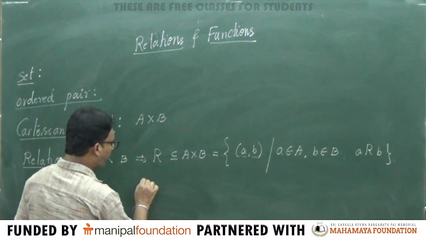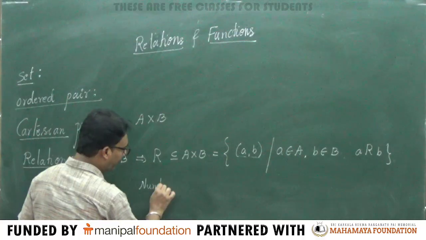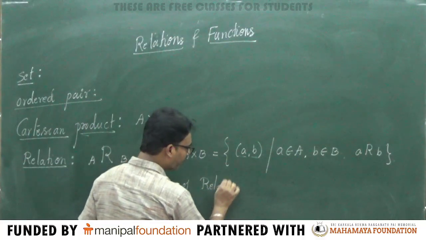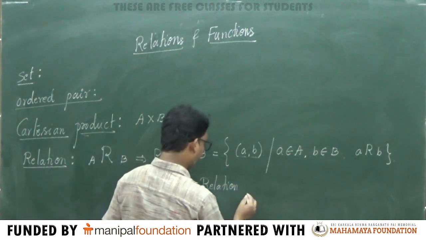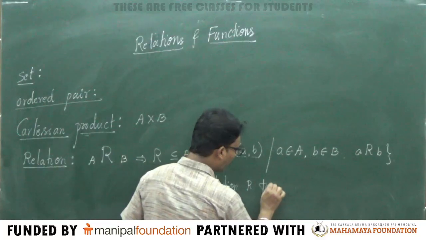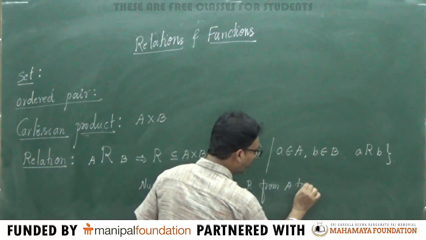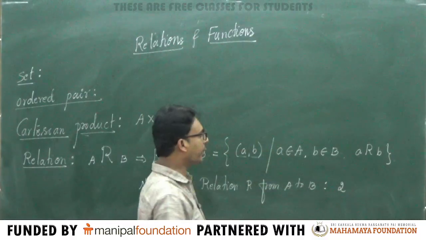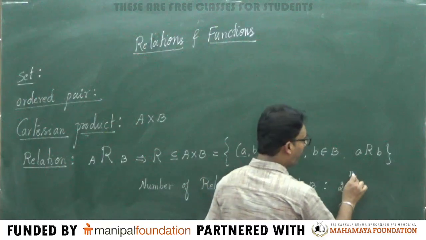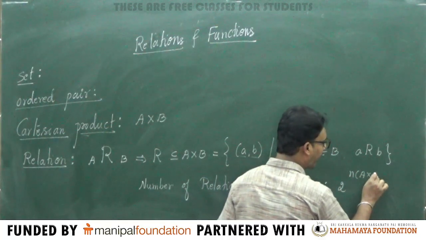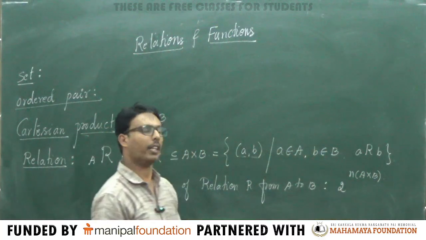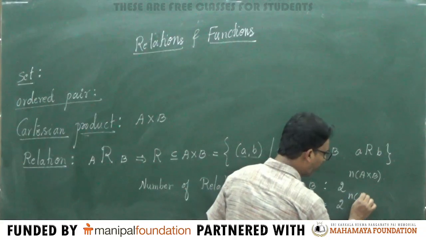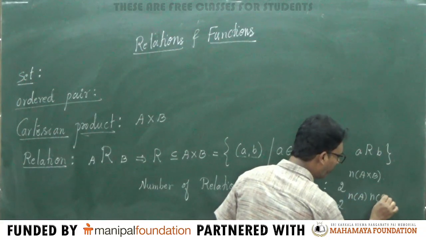Then the formula to find the number of relations R from the set A to B is given by 2 to the power of the number of elements present in the set A cross B, or you can say it is 2 to the power of n of A into n of B.